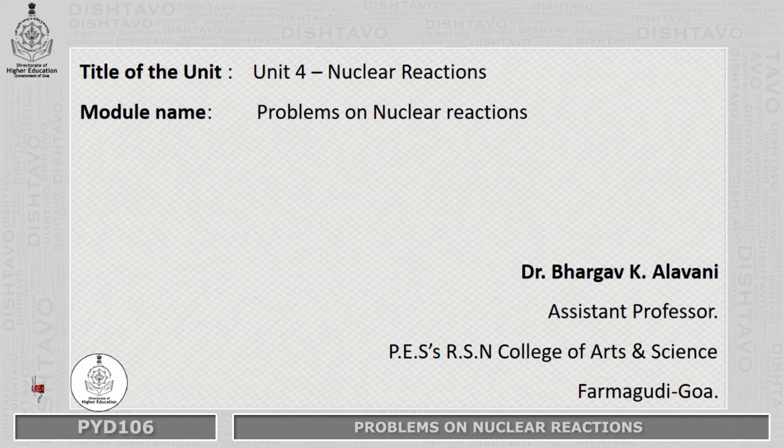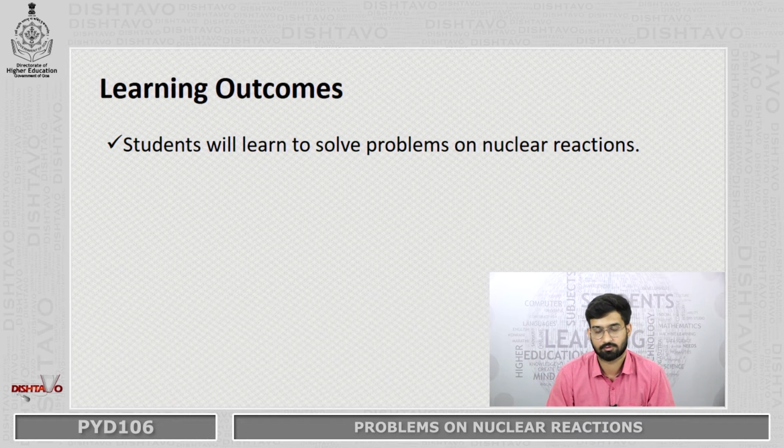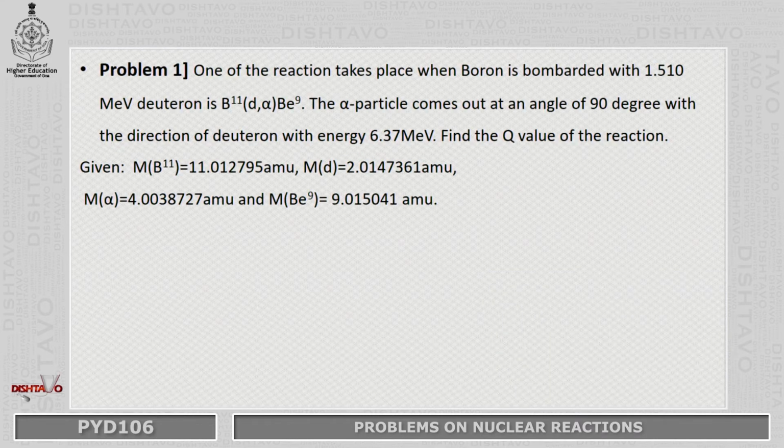I am taking this module in which problems on nuclear reactions will be solved. It is from chapter 4, that is nuclear reactions. The outline of this module is that we will be solving problems on the nuclear reaction chapter, so students will be able to solve problems on the theory taken in this particular chapter. Let us start with it.